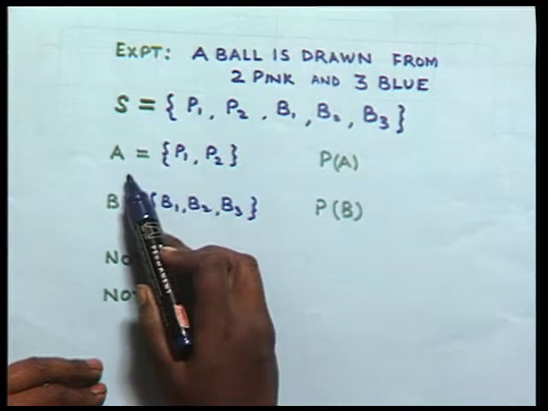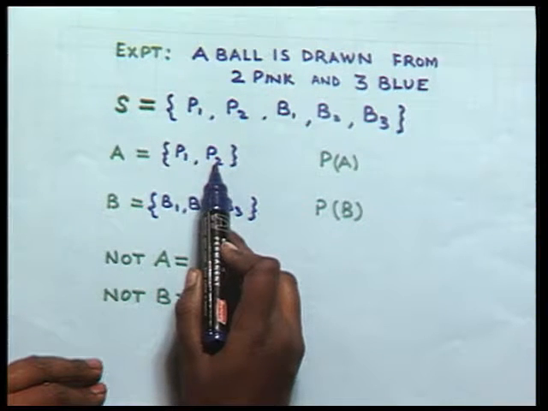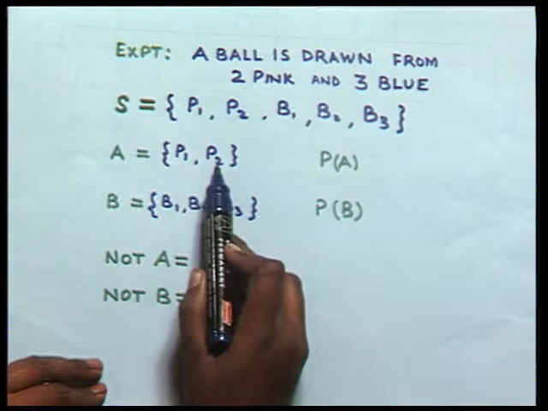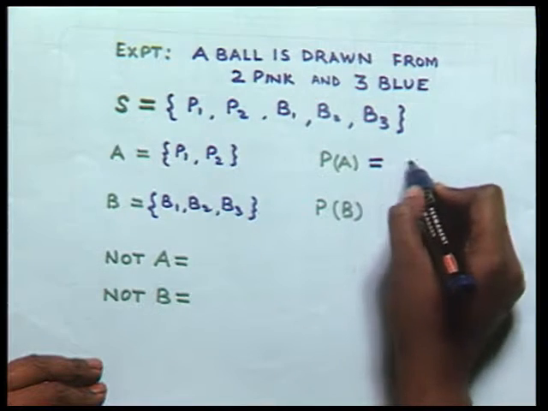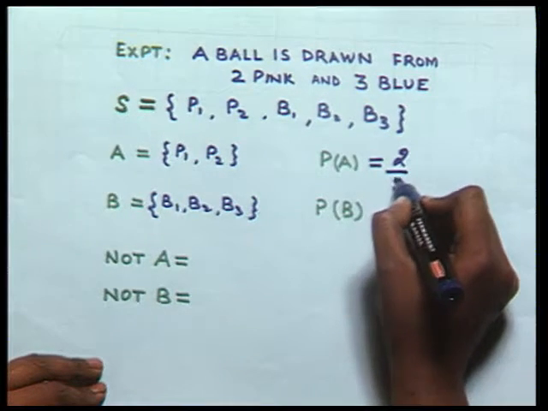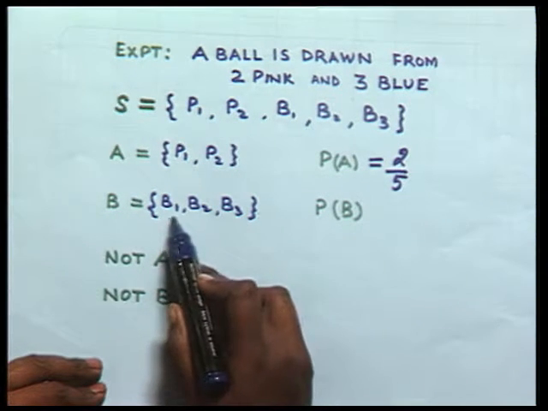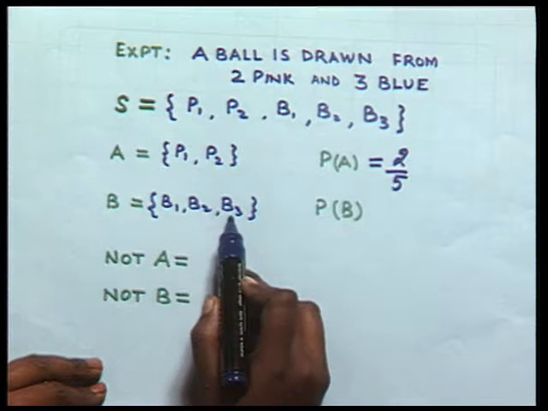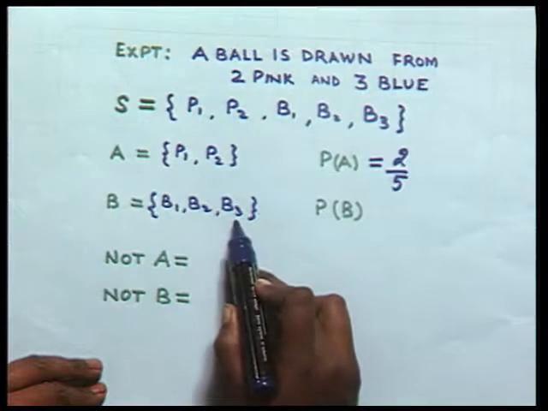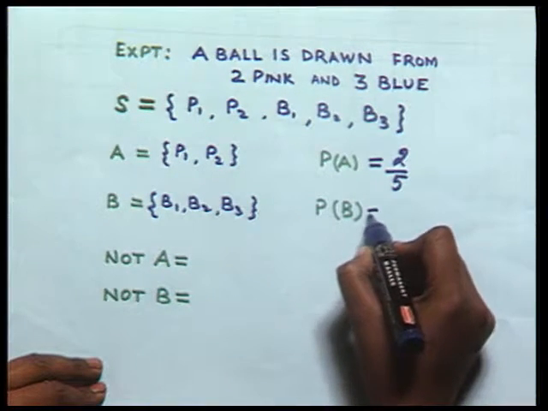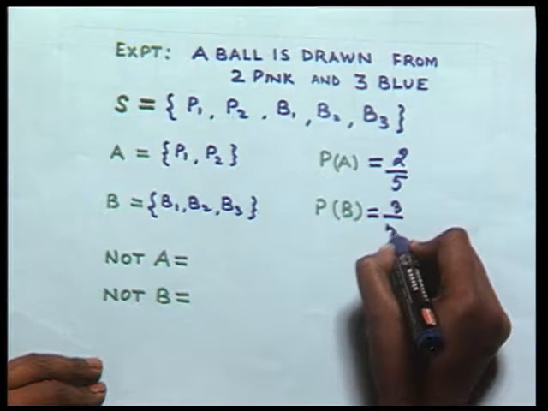Now, consider event A, that is picking up a pink ball from this container. So, the favorable outcomes will be P1 and P2, and therefore, probability of event A will be equal to 2 upon 5. Let event B be picking up a blue ball from this container. So, the favorable outcomes for this event are B1, B2, B3, and hence probability of event B is given by 3 upon 5.